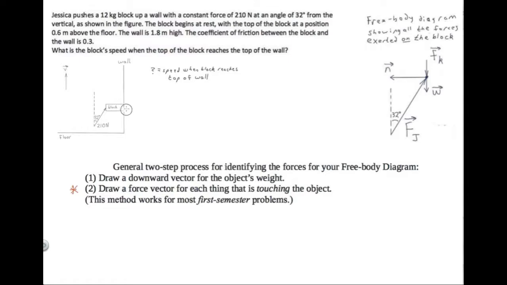Is there anything else that's touching the block besides the wall? Yes, Jessica is touching the block. So we also have to identify the force being exerted by Jessica on the block. That force was mentioned explicitly in the problem and was also represented explicitly in the sketch that we were provided. So we identify the force that's being exerted by Jessica on the block as another of the forces for our free body diagram. The problem does not tell us what symbol to use for that force, so I'm going to use the symbol F sub j. We use capital F for this force because lowercase f should be used specifically for frictional forces. And I'll use a subscript j because it's being exerted by Jessica. If you prefer, it would be perfectly fine to instead represent this force as F sub applied.